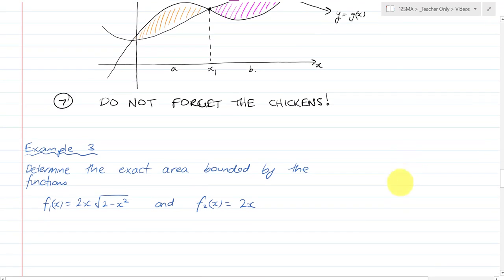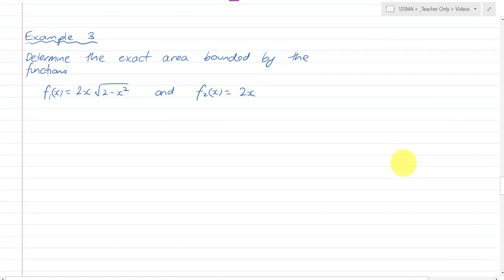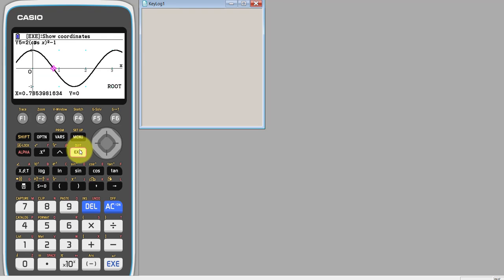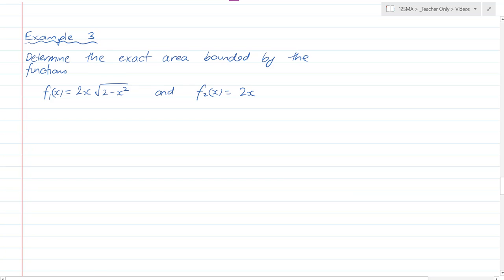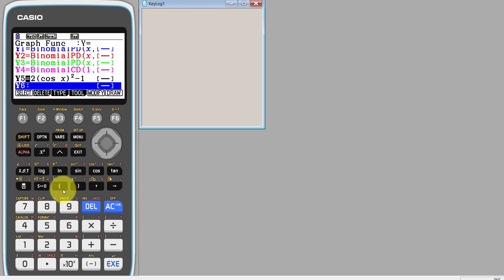So let's have a look at example 3. Determine the exact area bounded by the functions f1 of x equals 2x times the square root of 2 minus x squared and f2 of x equals 2x. So we're talking about bounded by, so let's sketch the two functions in our calculator. Go back here, this is one I had up previously, and we're going to sketch function 1, 2x square root of 2 minus x squared.